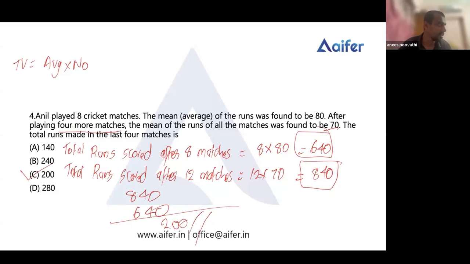I hope this is clear. The average after 8 matches is given, and the average after 12 matches is given. Using the average, we find the total runs. Then we just subtract, and we have the difference, which is the runs scored in the last 4 matches. I hope it is clear.